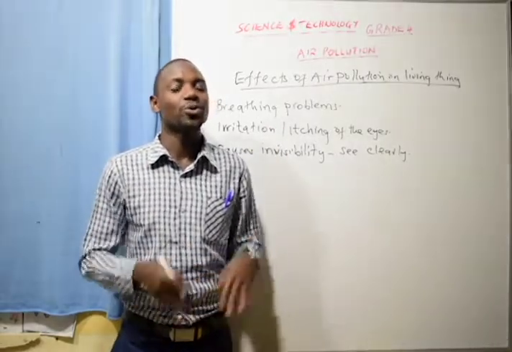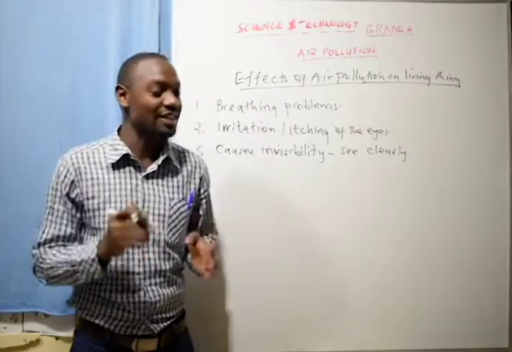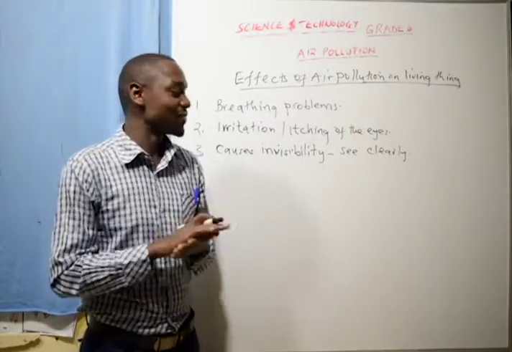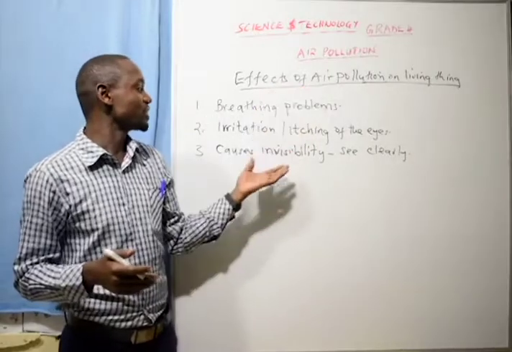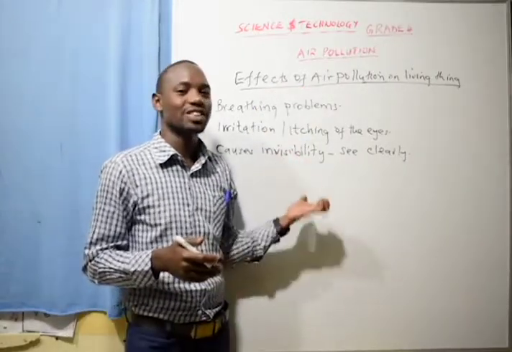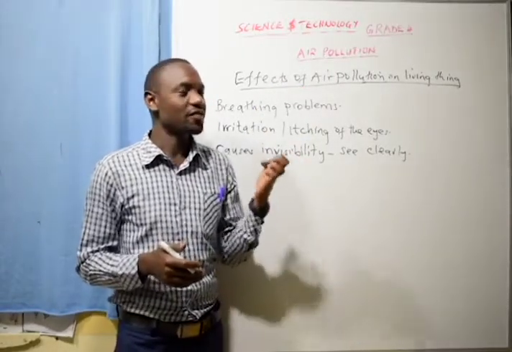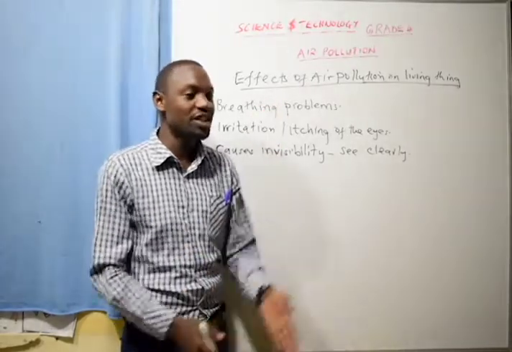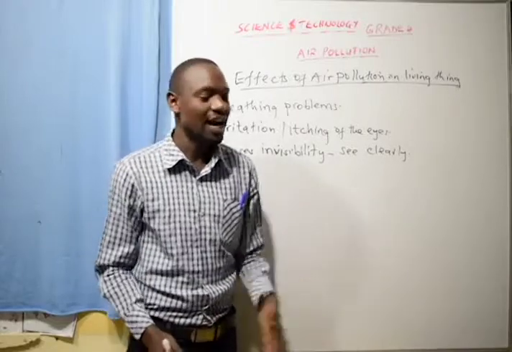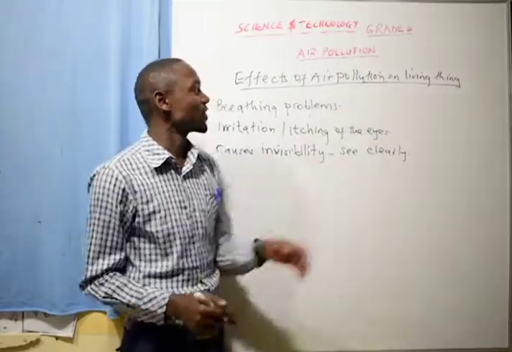You'll not be able to ride. You'll first have to stop so that the dust can get finished, so that you can be able to see clearly. So air pollution causes invisibility. One is not able to see clearly. Even if you enter into a room that has a lot of smoke, you'll not be able to see even ahead of you, even 2 meters away from you. That is an effect of air pollution.